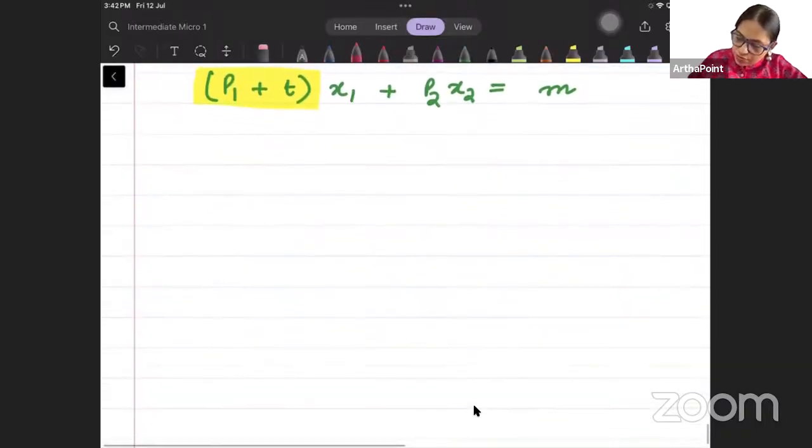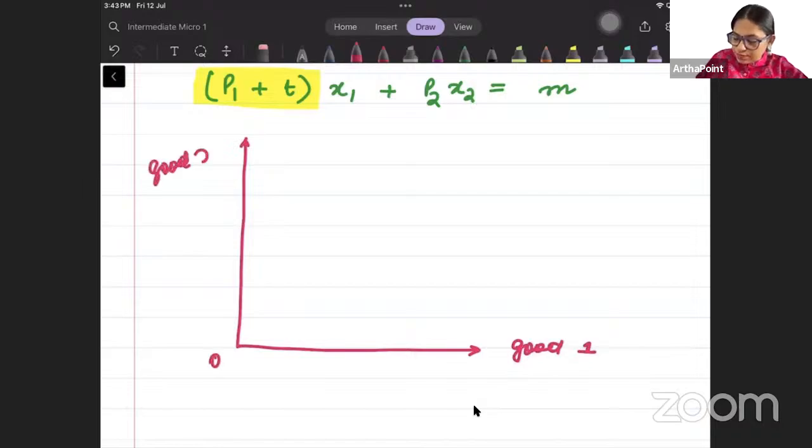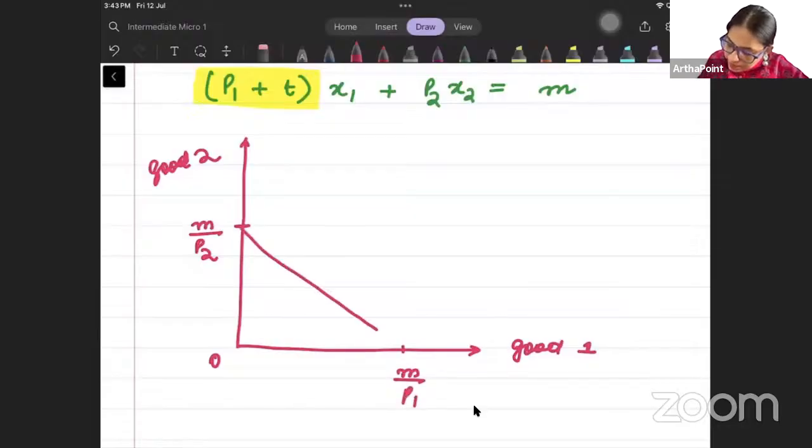ठीक है, तो बेटा, ध्यान से देखो, good 1, good 2. देखो ये वाला intercept क्या है, m by p2. First what was the intercept beta, m by p1. Now what will be the intercept beta, m by p1 plus T. We are dividing by a bigger number, so it will pivot inwards. Inward pivot.